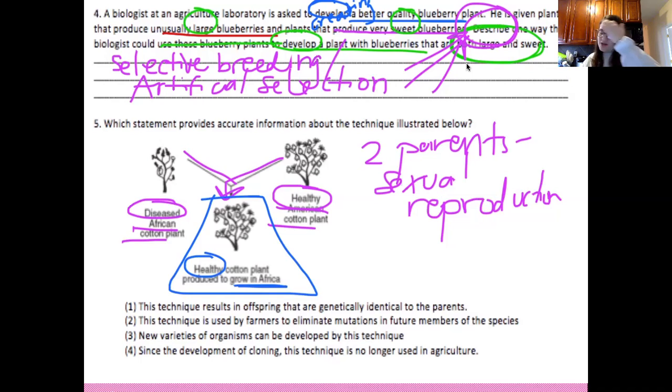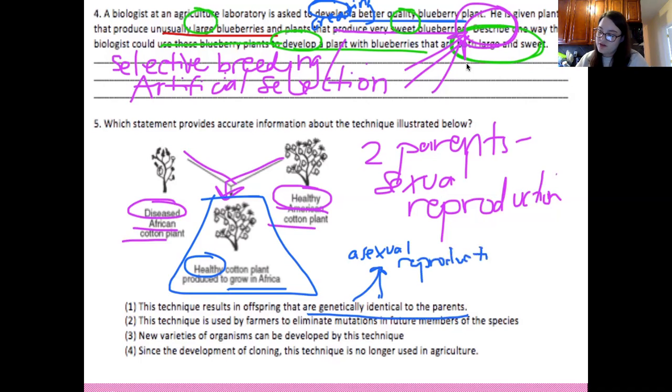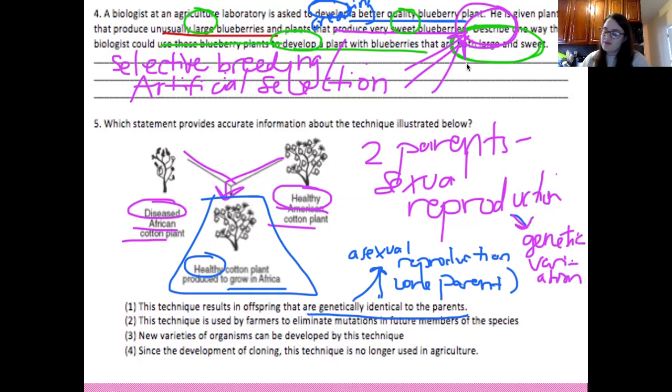Now let's read through these options. Number 1 says this technique results in offspring that are genetically identical to the parents. Okay, so genetically identical. Now we know genetically identical offspring are a result of asexual reproduction with one parent, but here we have two parents, and I told you it's sexual reproduction. So if it's sexual reproduction, that means we're going to have genetic variation. All right. So I don't think it's going to be number 1 because it doesn't look like this plant is identical to these two.